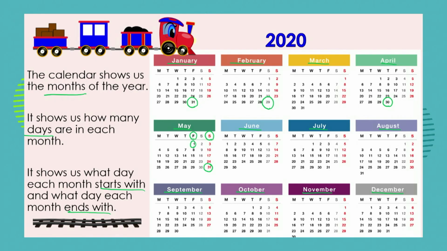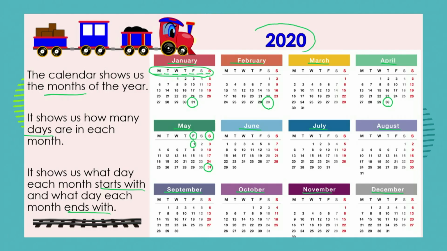So we also learned, grade ones, that there are 7 days in the week. So if we have a look at January, we can see that we have Monday, Tuesday, Wednesday, Thursday, Friday, Saturday, Sunday. So we can see the 7 days of the week, as well as how many days there are in a month, which month it is, and at the top of the calendar we can normally see what year it is. So we can see that it is 2020.